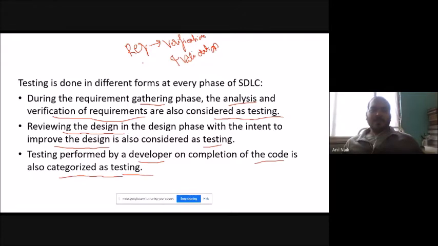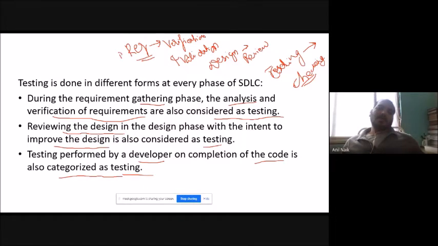Verification and validation, this is in the requirement phase. Similar to that, in design we do the review of designs, and in coding also, after writing the code, we do the checking of the code. So that is also one type of testing. So in each phase, we can do the testing.